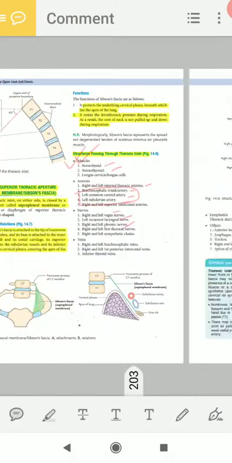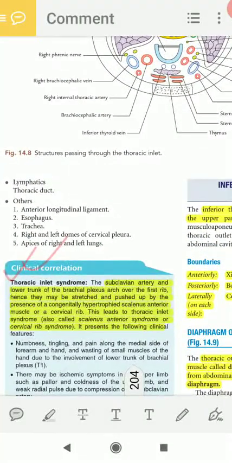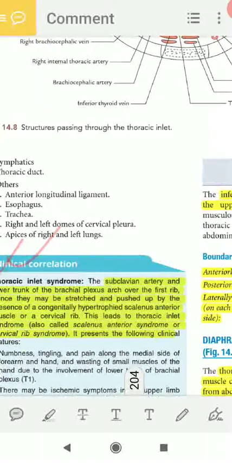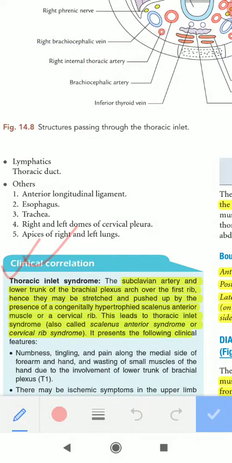Now come to the next topic, that is thoracic inlet syndrome. If you have enough memory, you can have a look at this topic, but it is not so important, although we will go for it. Now the thoracic inlet syndrome. Okay, so let's see what it is.